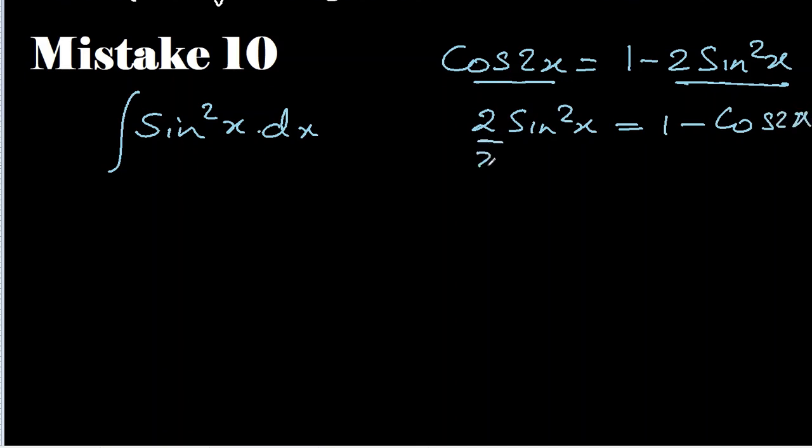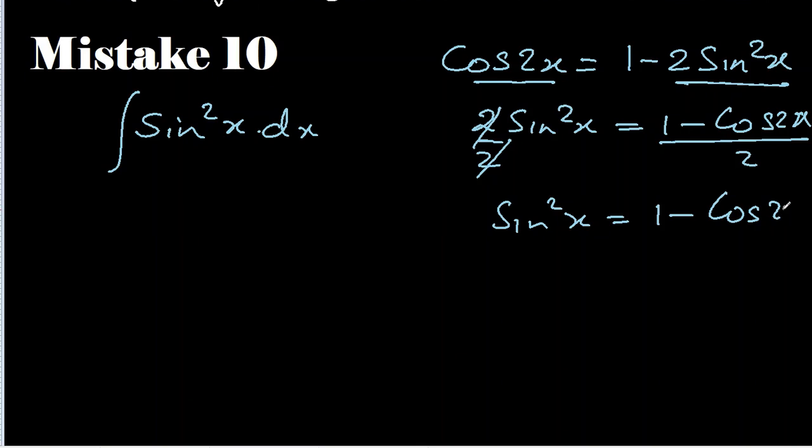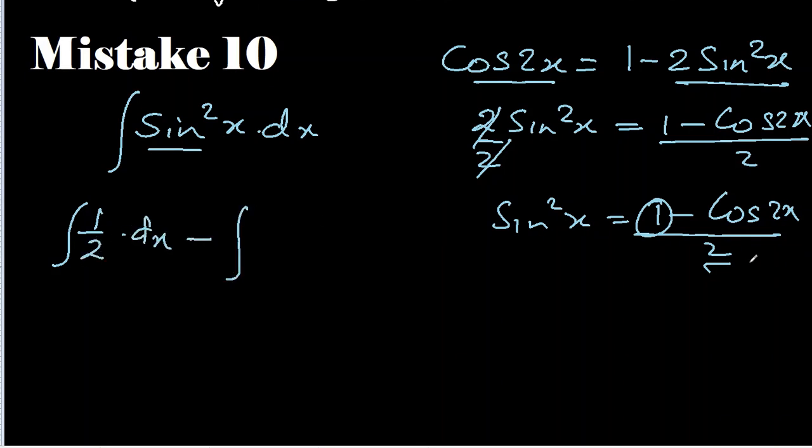Then divide this whole thing by 2. So sine square x equals (1 minus cos 2x) over 2. This is the identity we will use here to simplify. So this becomes, we can separate the numerators, 1 divided by 2 dx minus then cos 2x divided by 2 dx.